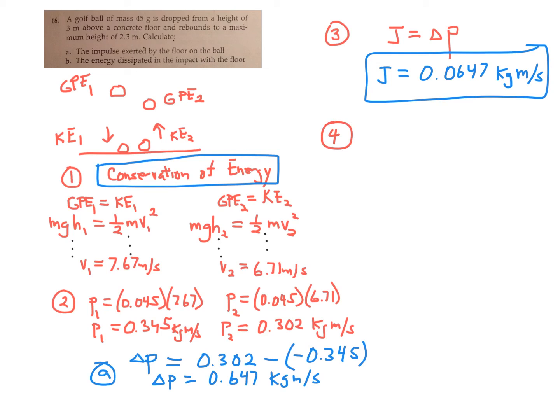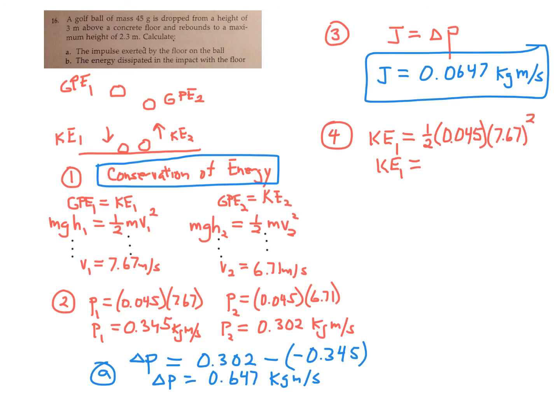So I'm kind of numbering my steps here, 1, 2, 3, 4. I'm not going to do this part totally, but what you would do is you would get the KE1 as the ball enters the floor, and here you do need to use the mass, so 1/2 times 0.045, make sure it's kilograms, times the velocity as it impacts the floor, 7.67 squared. That will be your KE1. The initial kinetic energy before it hits the floor.